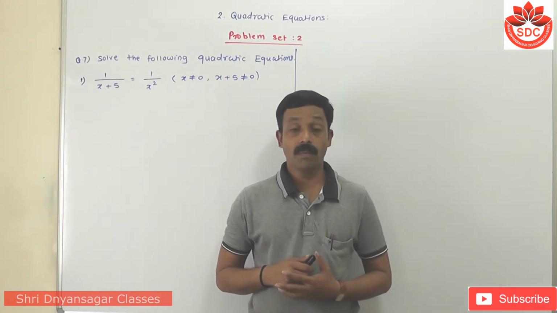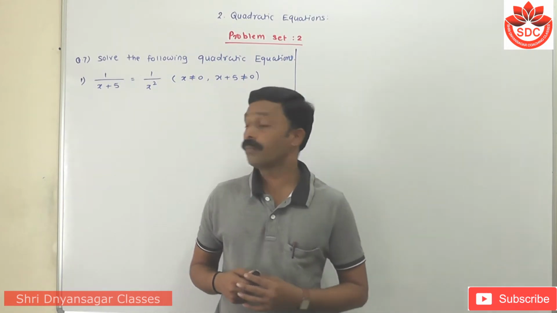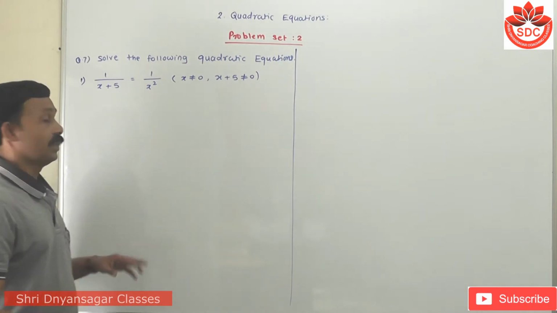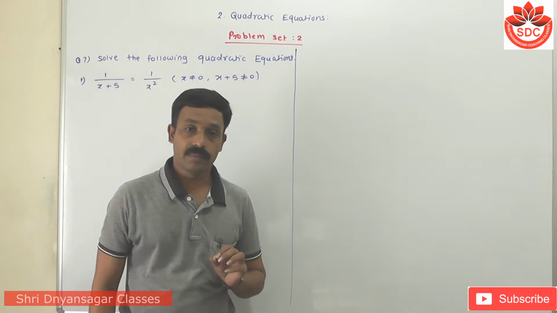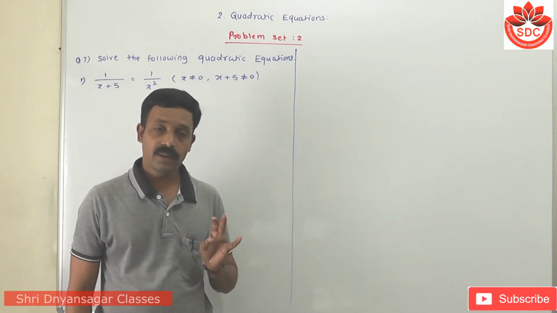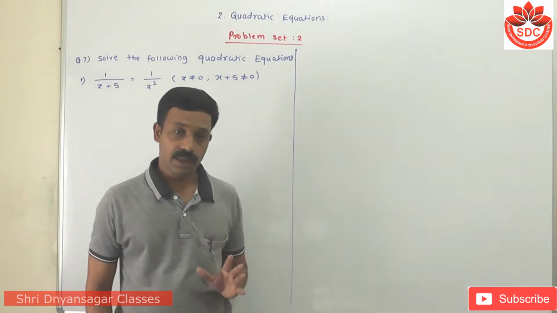Examples of problem set 2 of the chapter quadratic equation. Question number 7 is: solve the following quadratic equation. Here one equation is given. Students, we have to solve this equation by using the factorization method, or the completing square method, or the formula method. Any one of them we can use to solve this equation.